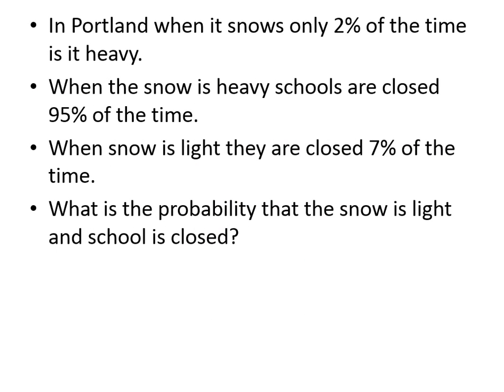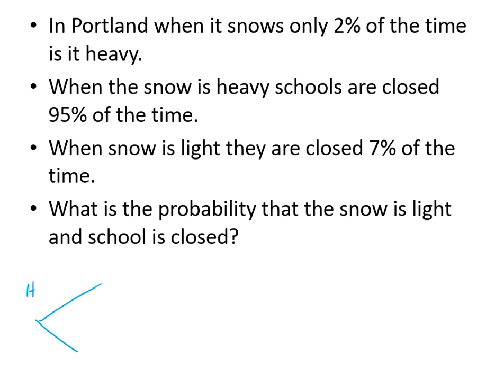Now, in Portland, when it snows, only 2% of the time it's heavy. Okay, so it's a lot of snow. And when it snows heavy, schools close 95% of the time. When it snows light, schools only close 7% of the time. We want to know what's the probability that when it snows lightly that the schools are closed. Okay. So what we're going to do is make our tree.